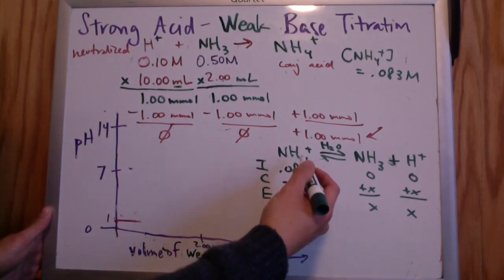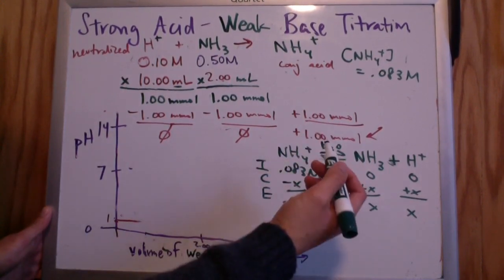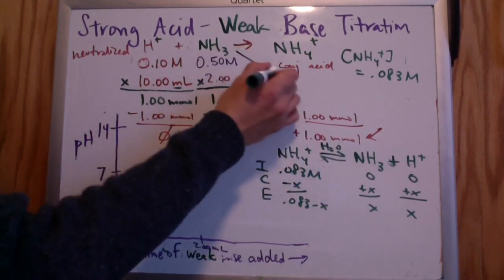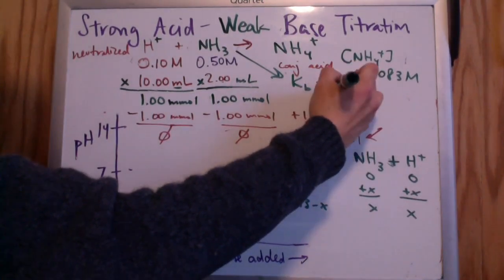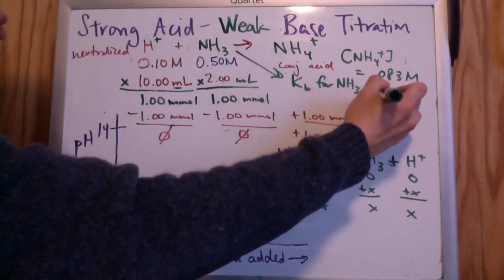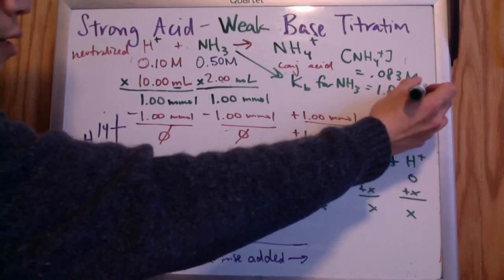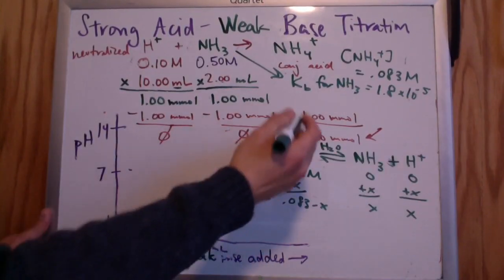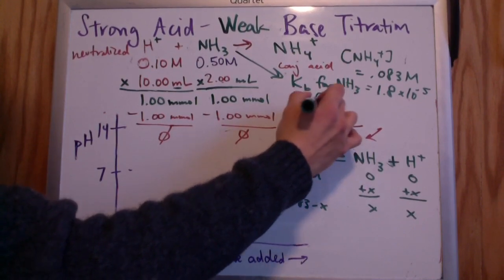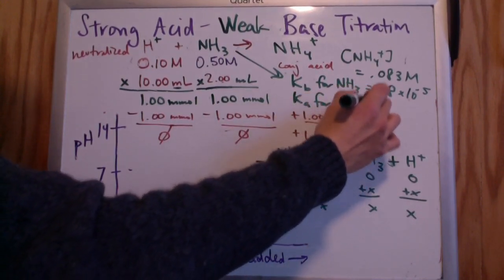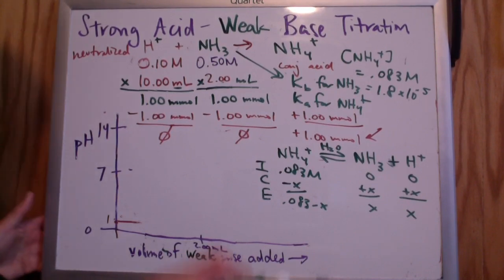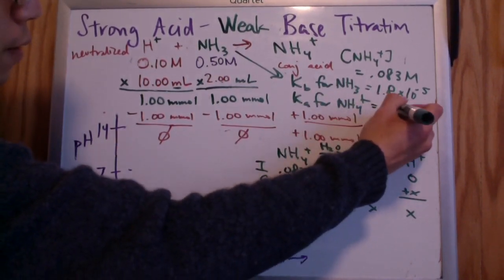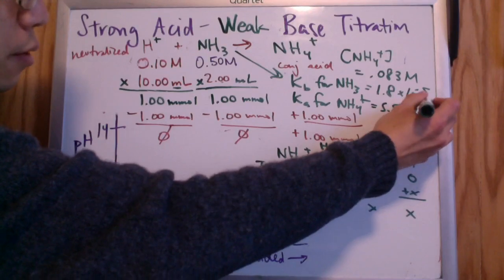So we don't have the Ka of NH4 plus, although you can look it up on the internet. I did find in my textbook, and as well as yours, the Kb for NH3 is equal to 1.8 times 10 to the negative fifth. So from here, we can actually get the Ka for NH4 plus by using Ka times the Kb of the conjugate base equals Kw, 1 times 10 to the negative 14th. And that's equal to about 5.56 times 10 to the negative 10th.